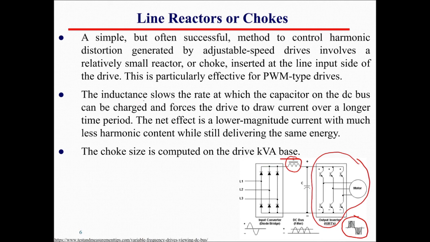The reactor or the choke will slow the rate at which the capacitor on the DC side can be charged and forces the drive to draw current over a longer period of time. As a result, the net effect is a lower magnitude current with much less harmonic content. So this one will be the result. The choke size is computed on the drive kilovolt ampere base.